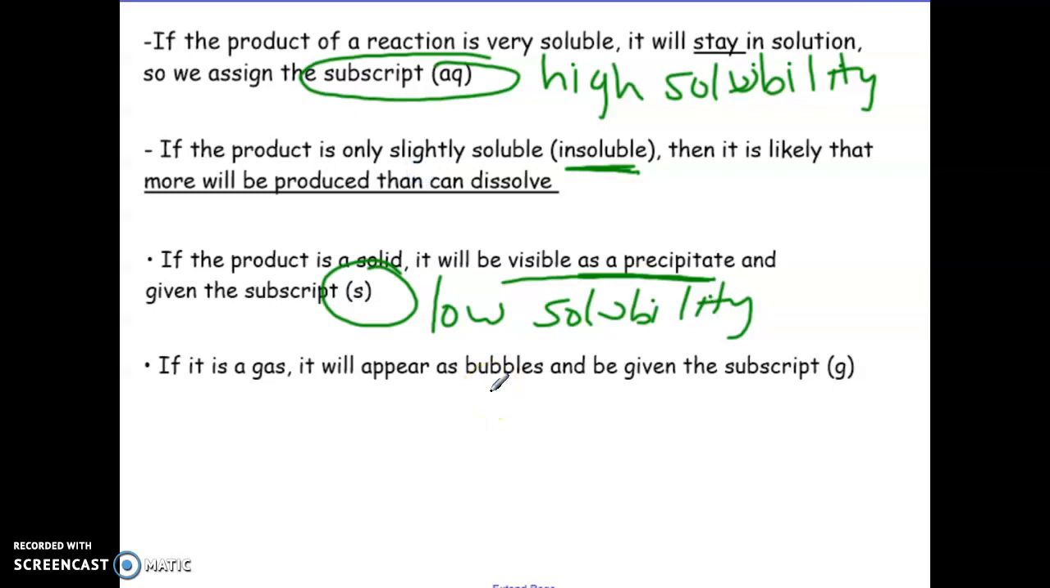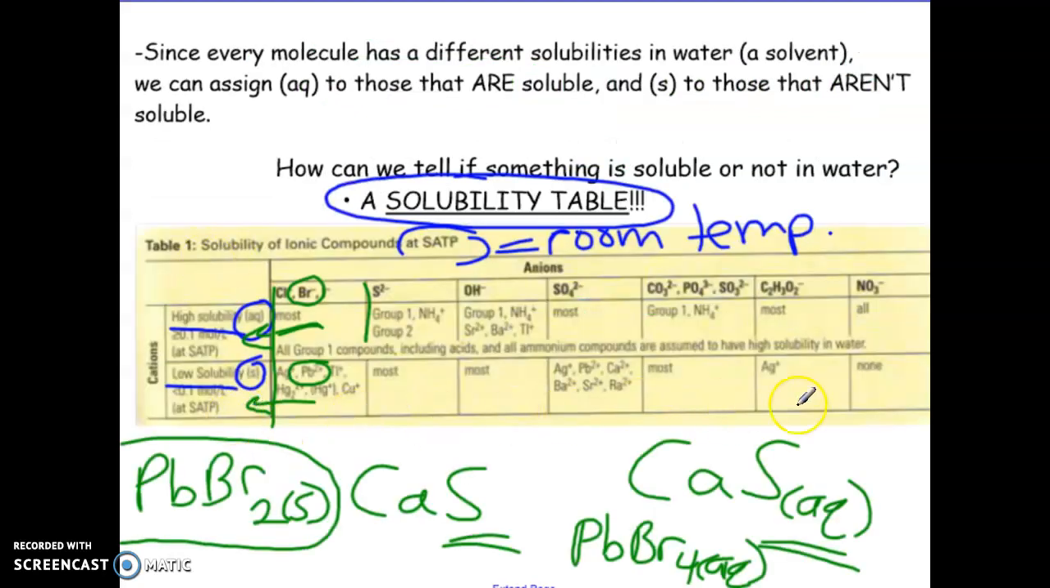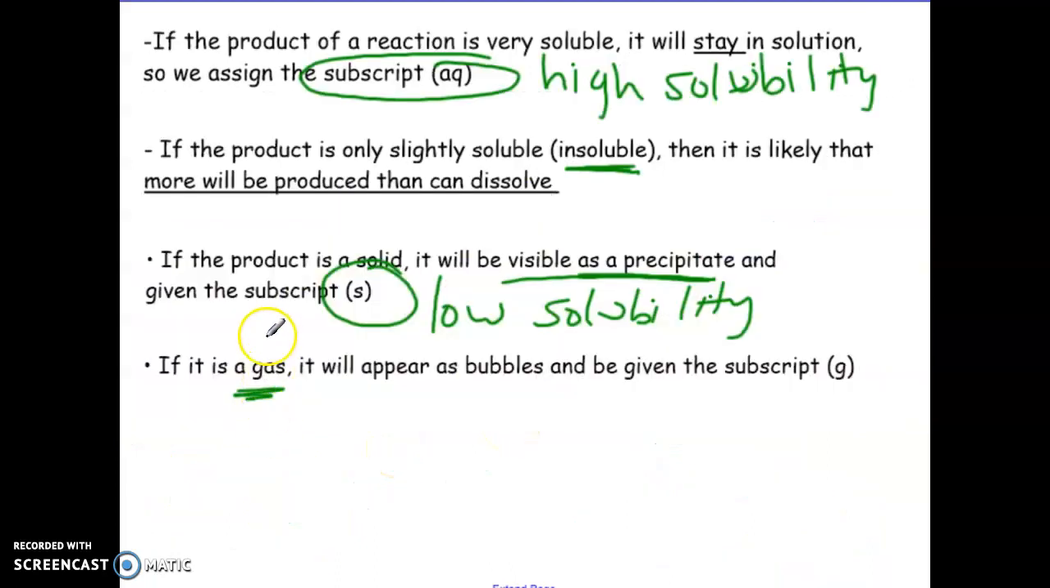If we have a gas, that's a different story. This chart here does not tell us if something is a gas or not. This essentially is high or low solubility. However, some of the gases we already went over that you should know. But if you're doing a double displacement reaction, you would see the evidence of a gas by seeing the gas bubbles. So of course you'd have a gaseous product.